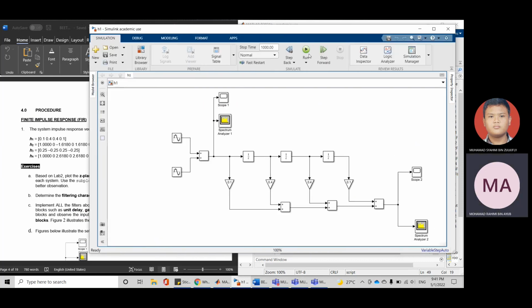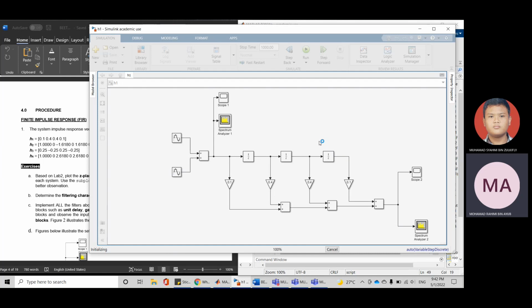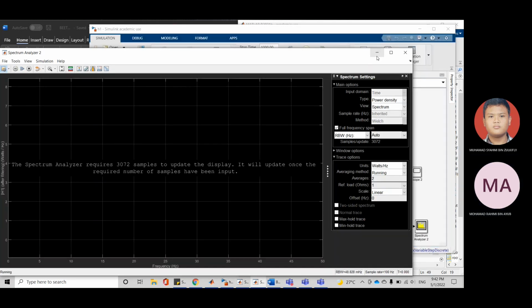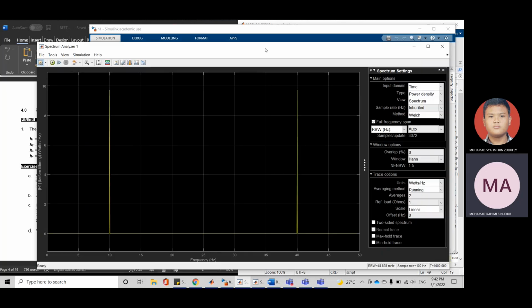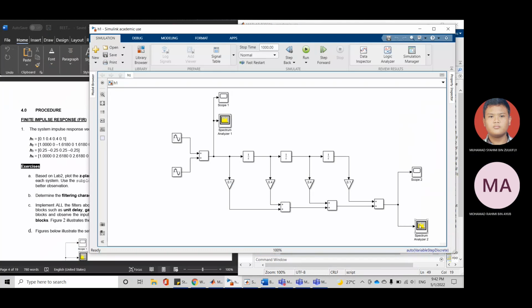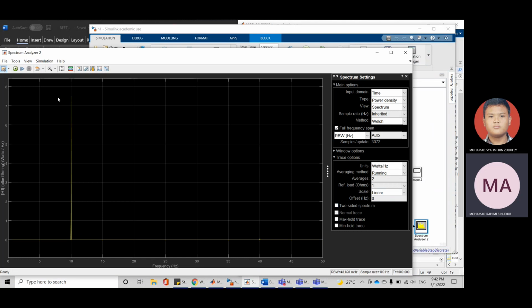Okay, so I will run this Simulink. It will take time. Okay, it will show two spectrum analyzers. We can see here the graph will be like this. For the second spectrum analyzer, the graph will be like this, with the peak at 7 something. For the frequency 40, we can see only a little bit of peak here.